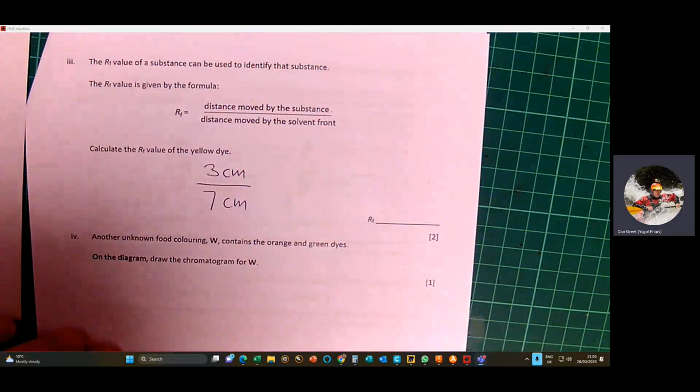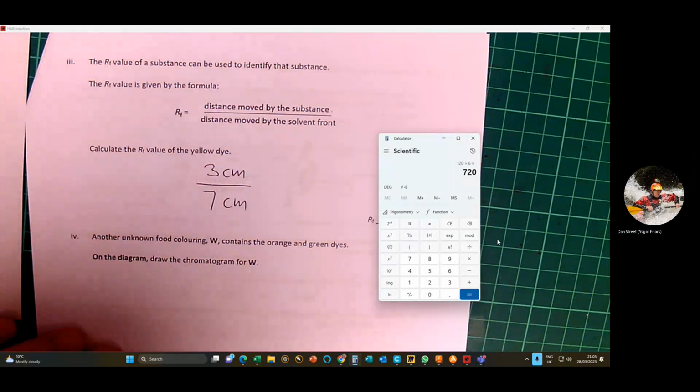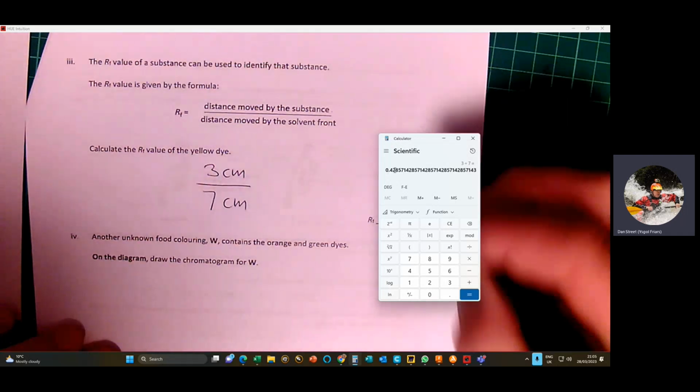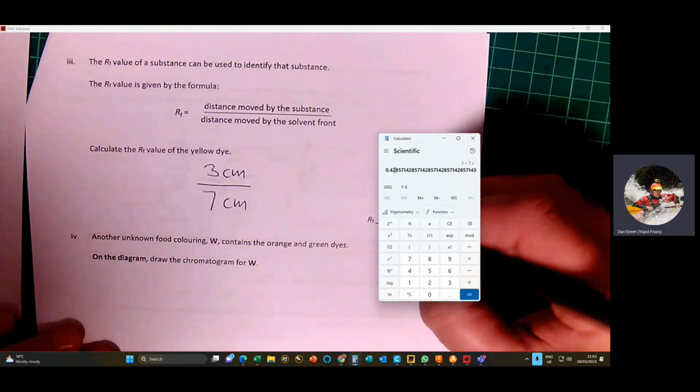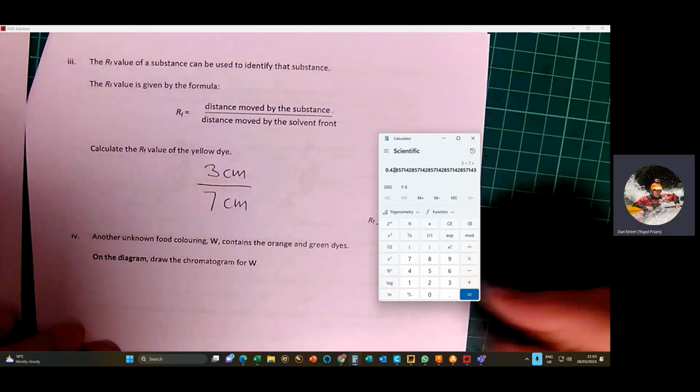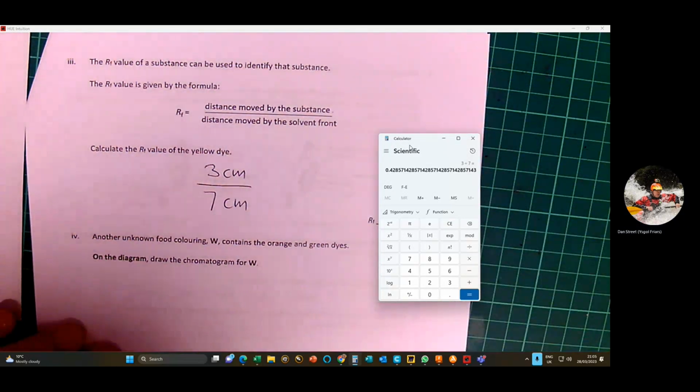And if I just quickly get up the calculator, so 3 divided by 7 is 0.43. We round that number to 0.43. Okay, so 0.43 is the RF value for the yellow dye.